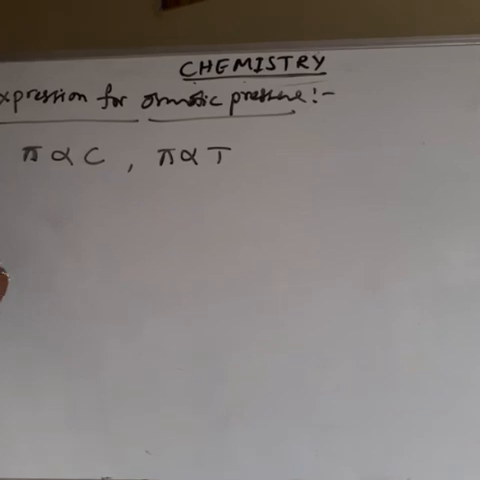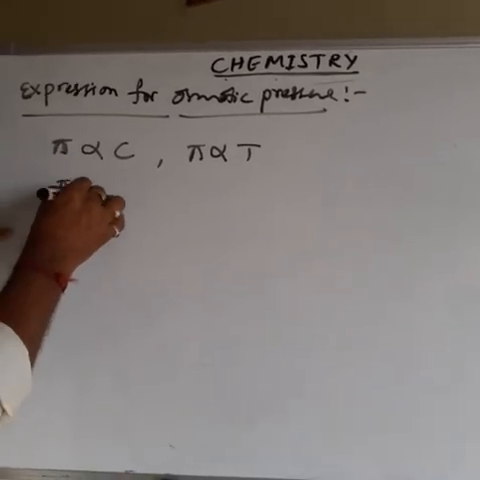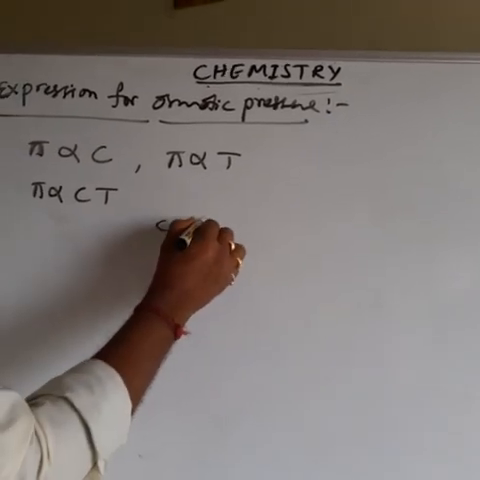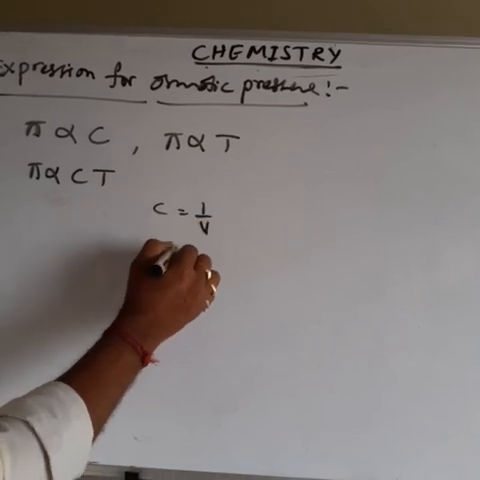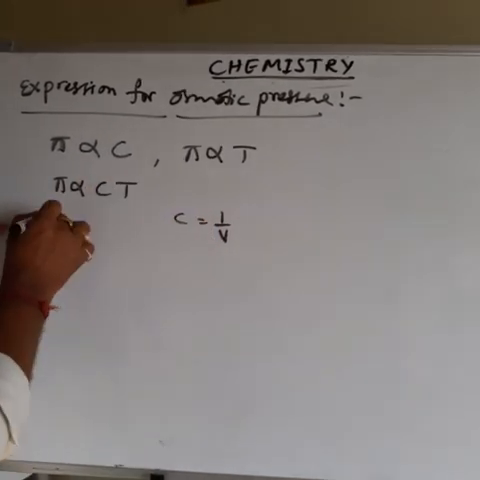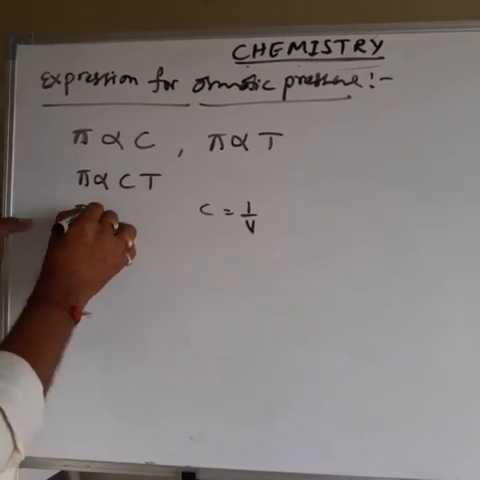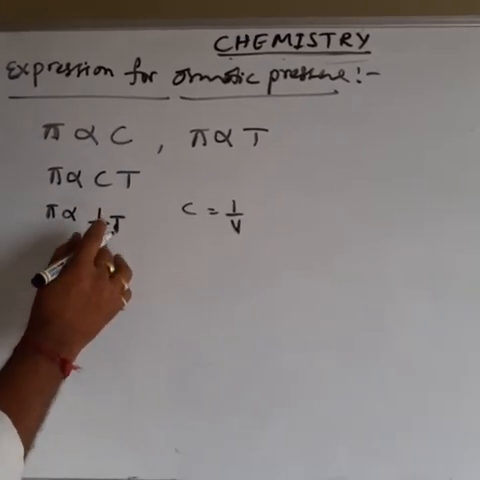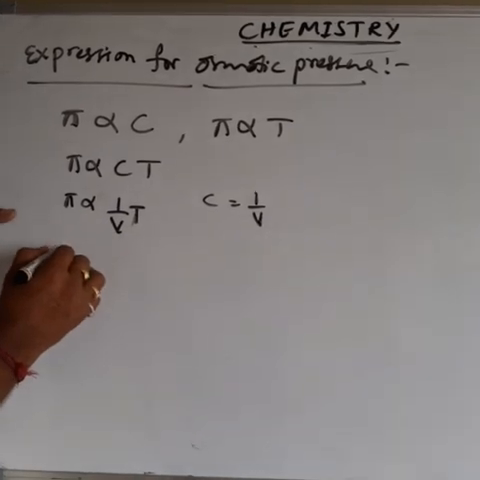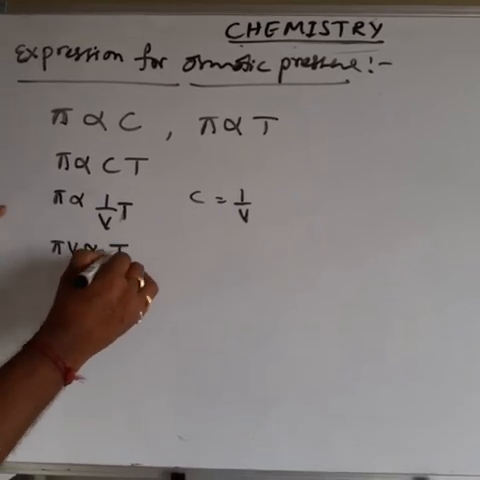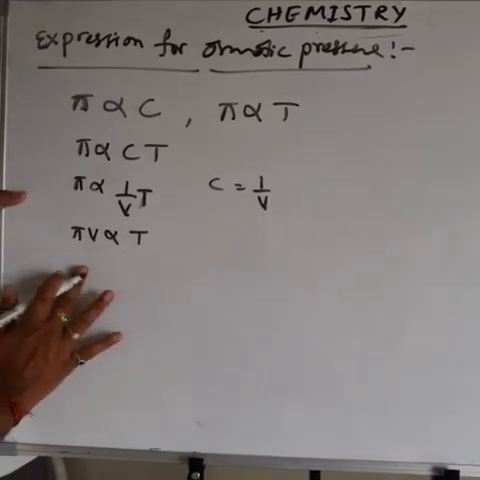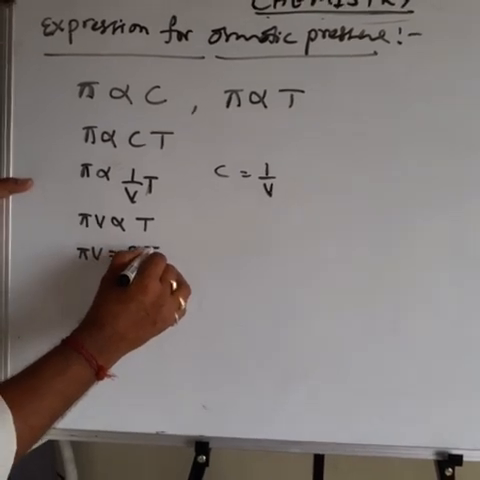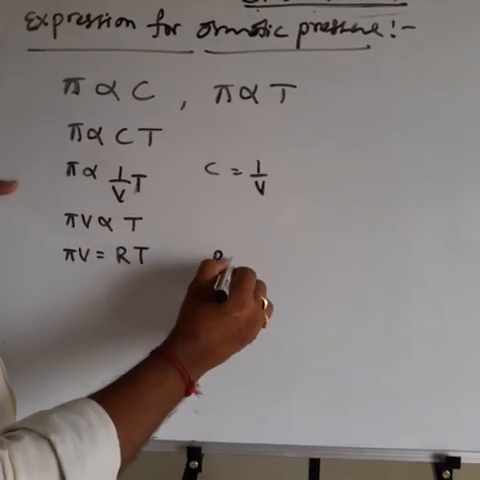That is the mathematical equation. From this, pi is directly proportional to C T. Here C is nothing but 1 by V, meaning 1 mole of solute dissolved in the given volume of solution; that is the concentration. So pi is proportional to 1 by V times T. Therefore pi V is proportional to T. To remove the proportionality we take a constant R, so pi V is equal to R T. Here R is a gas constant.